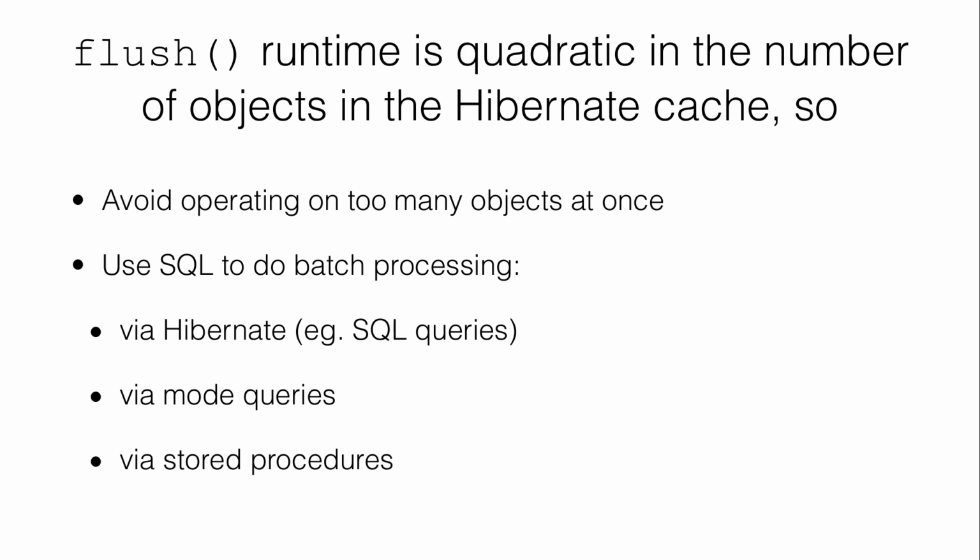You can also use mode queries. As I said, in the Uyuni code base, we have this second framework to send SQL queries, which is called mode queries, and you can use it. Or you can use stored procedures in a very worst case from my perspective. So those are the typical ways to reduce the number of objects that are in the Hibernate cache, thus making flush reasonably fast.